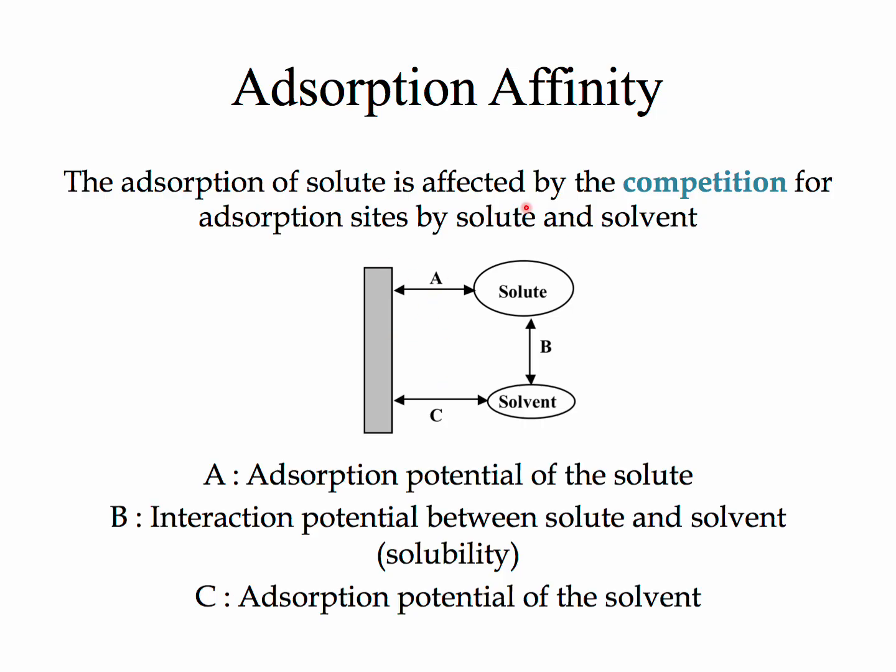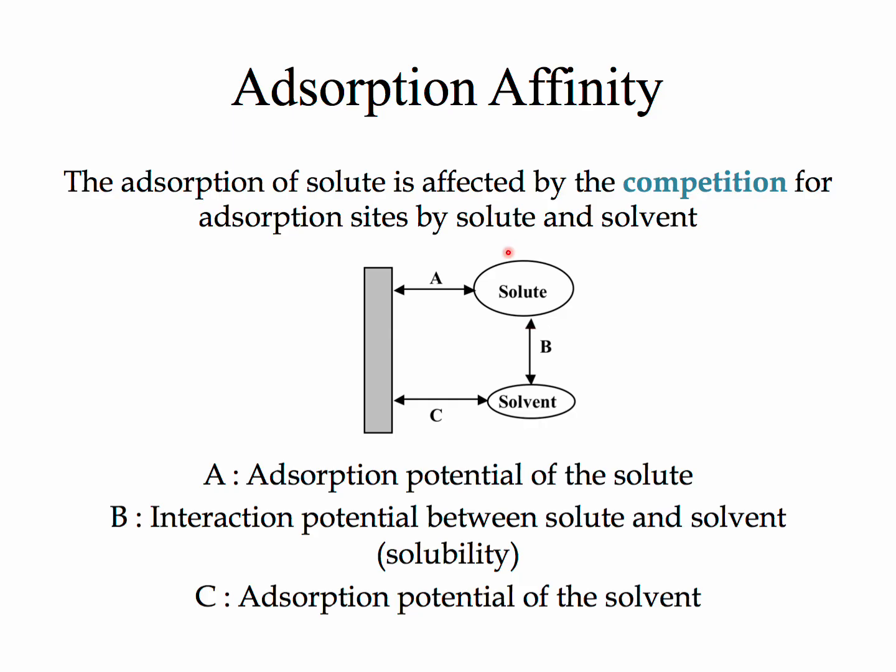If you look at this diagram, you can see three important interactions labeled as A, B, and C. First, A represents the adsorption potential of the solute to the solid surface. This describes how strongly the solute molecules are attracted to the surface. A higher value of A means the solute has a stronger tendency to adsorb to the solid surface. Second, we have B.